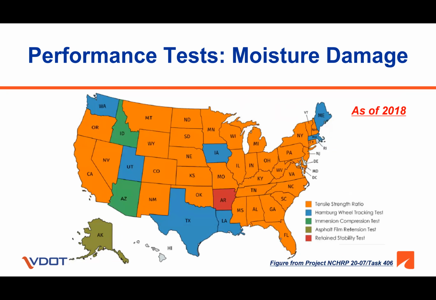This slide shows the survey results conducted by NCAT in 2018. As we can see, the TSR test is clearly the most common one. However, several agencies are switching to the Hamburg wheel tracking device as it can provide information on rutting and moisture damage potential of asphalt mixtures at the same time.